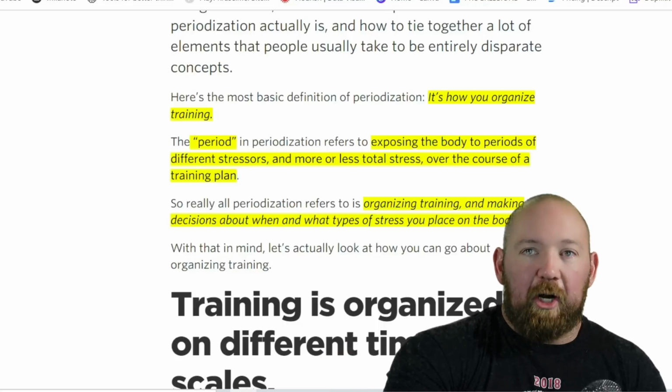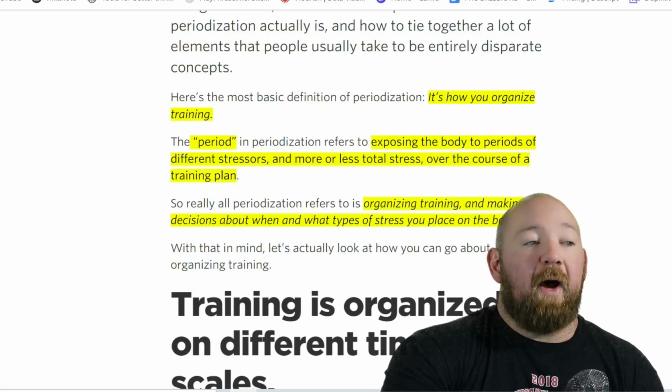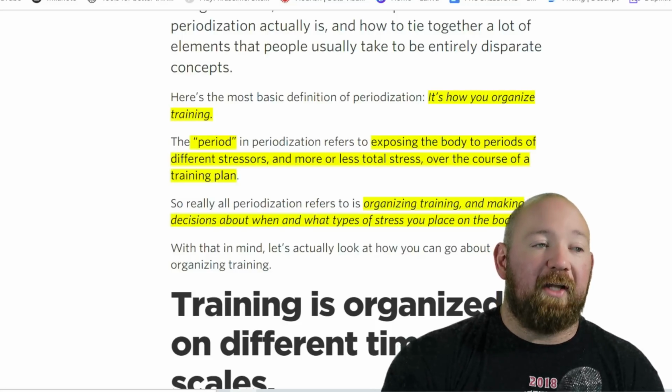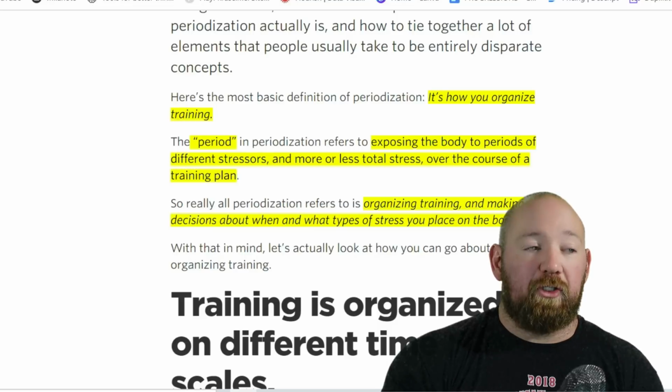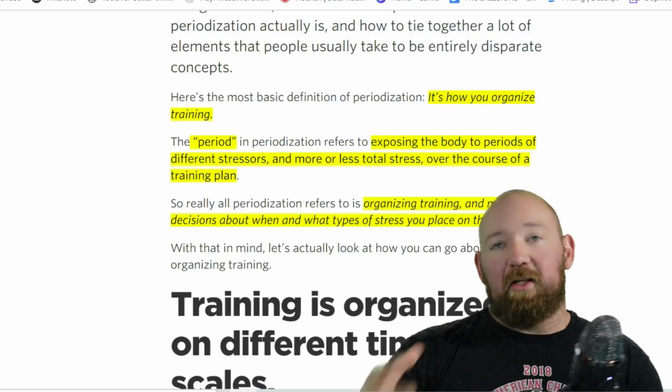It's how you organize training, pure and simple. And the periods refer to exposing the body to periods of different stressors and more or less total stress over the course of a training plan. So that's periodization. You have periods of high stress and low stress.